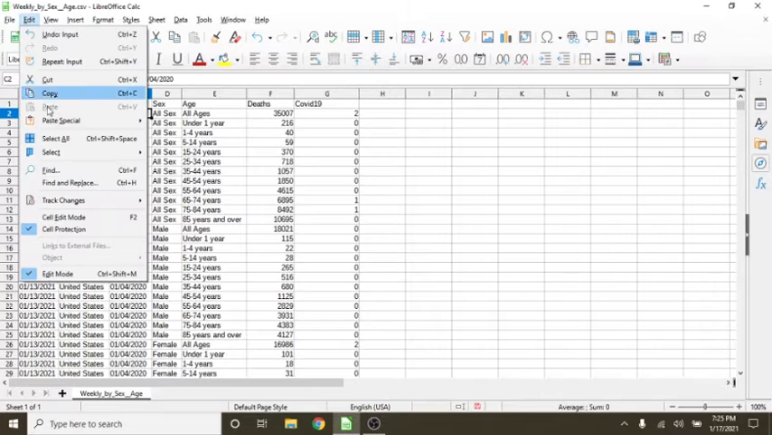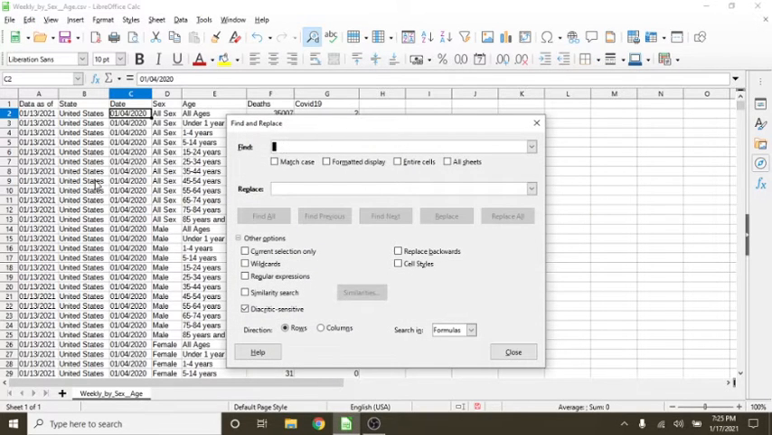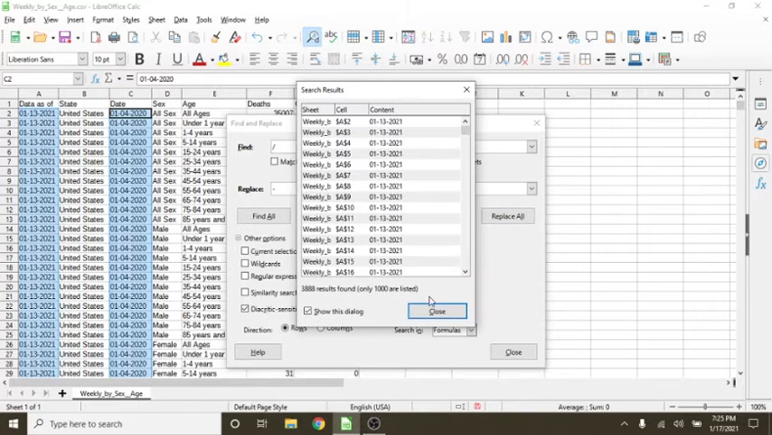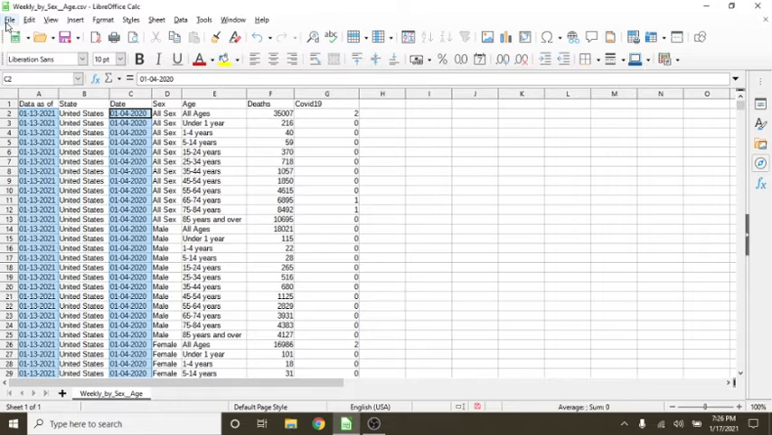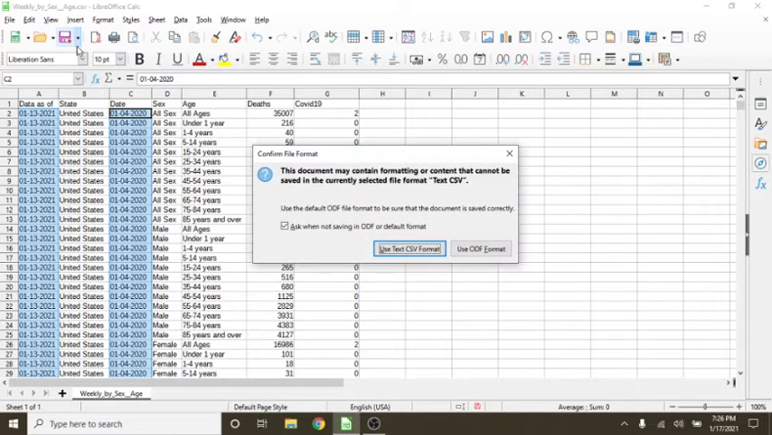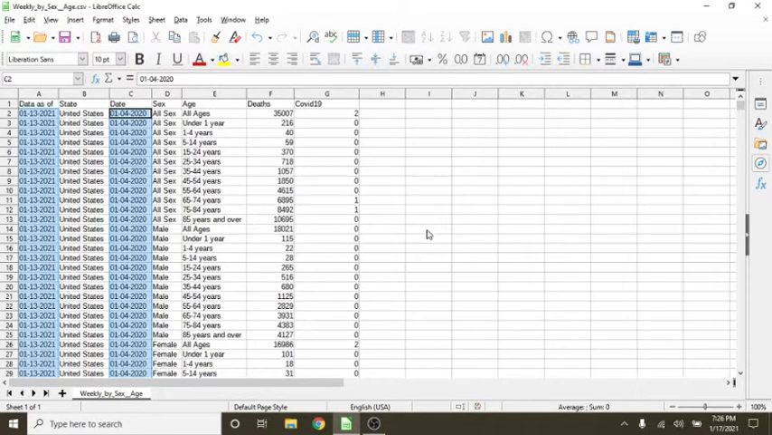Let's do this. Let's come back down here and change just the dashes, because R prefers dashes.